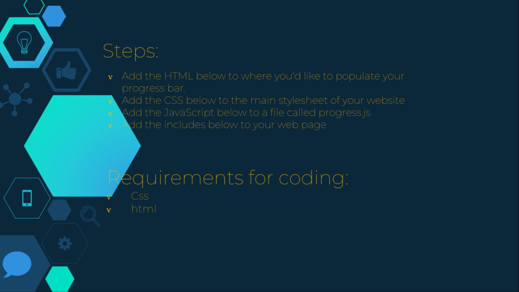Then the steps for the progress bar. First, add the HTML below to where you would like to populate your progress bar. Second, add the CSS below to the main style sheet of your website. Third, add the JavaScript below to a file called progress.js. Fourth, add the include below to your web page.